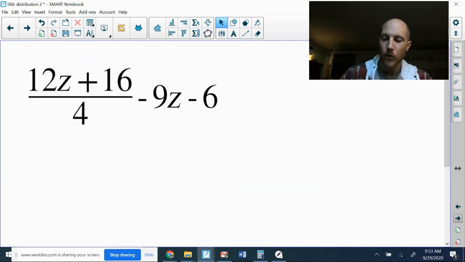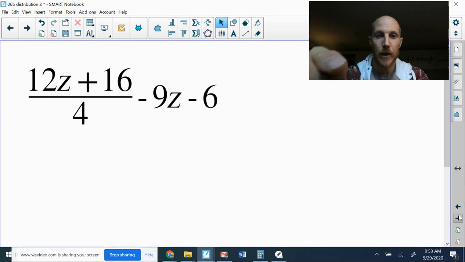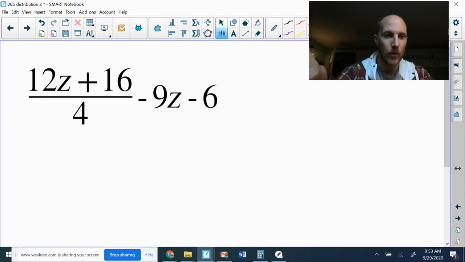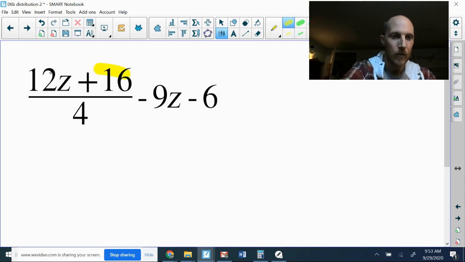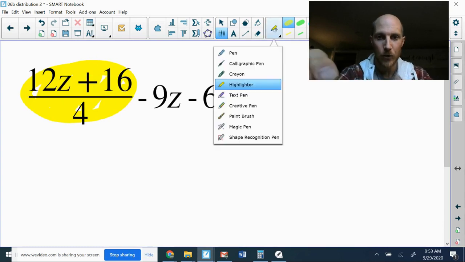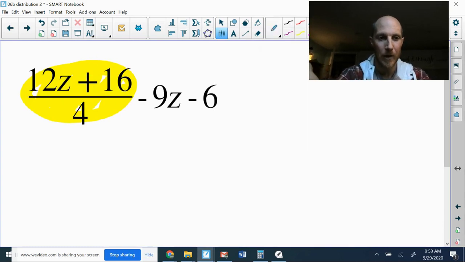All right, last one. So what if we do the same division we've just been looking at, distributing division, and we've got some combining like terms. All right, well, let's start with the division first. So start here. I am going to divide the 12z by 4. I'm also going to divide the 16 by 4.